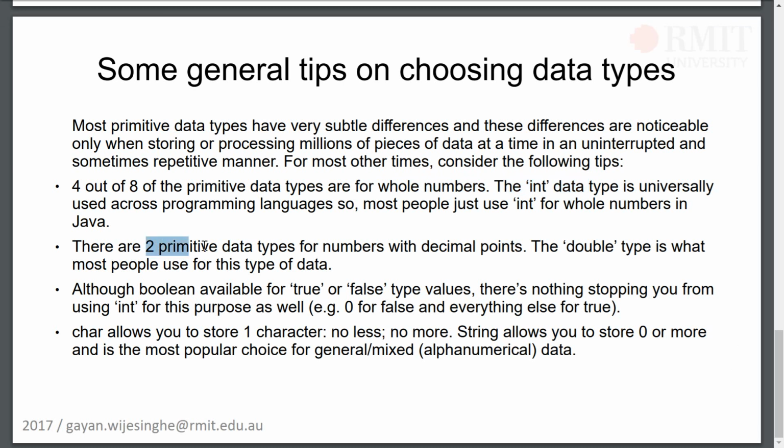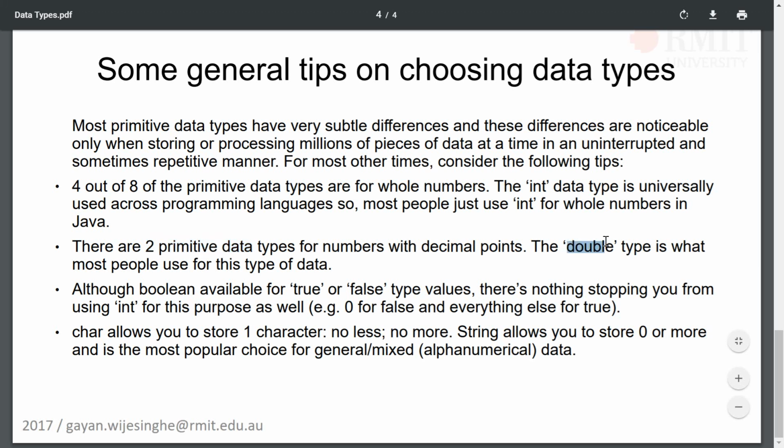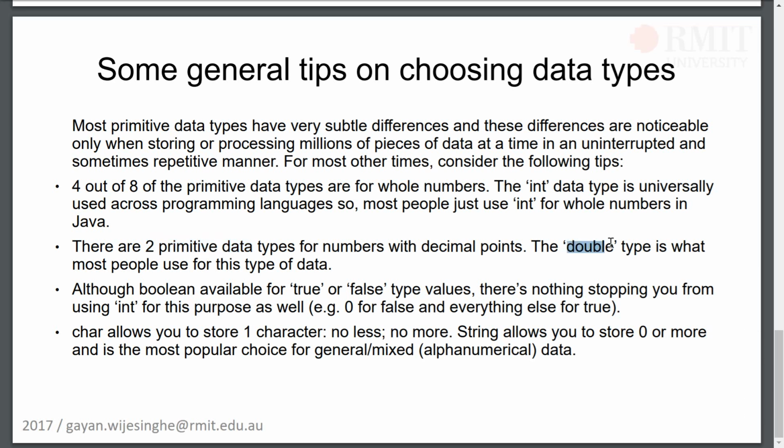And there are also 2 primitive data types just for numbers with decimal points. That's float and double. And out of these, you can just stick to double because, again, double is a name that's available across different languages. For example, the C language also has double, and people tend to just stick to double whenever they want to store numbers with a decimal point, and you don't need to think too much beyond that.